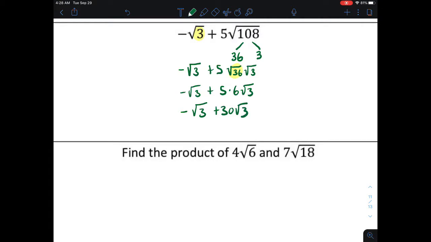Now we put those together. Well, negative 1 square root of 3 plus 30 square root of 3 gives me 29 square root of 3.